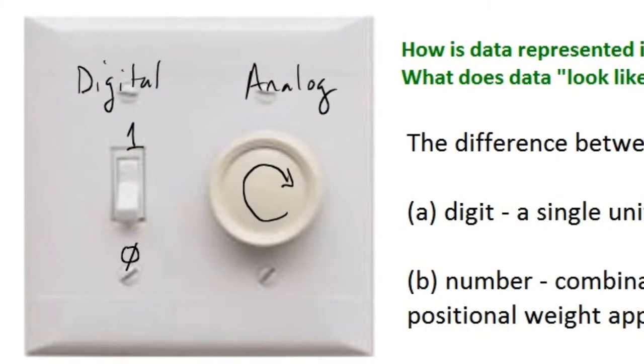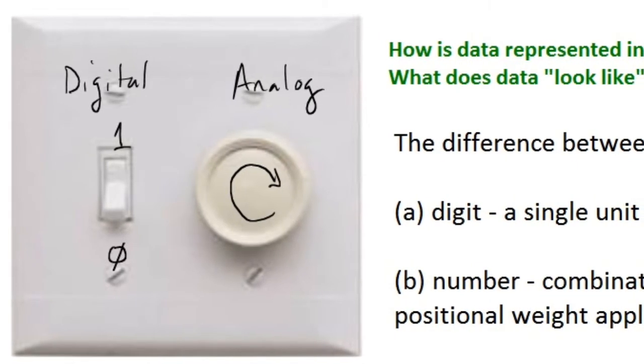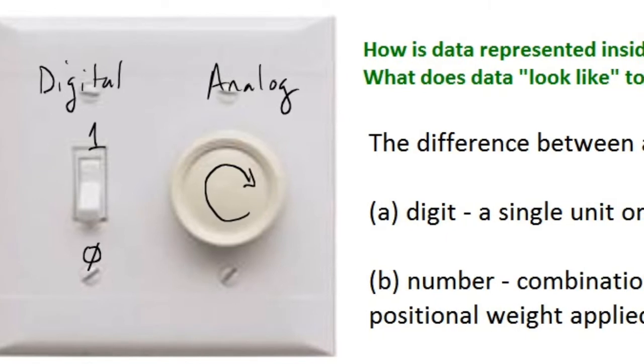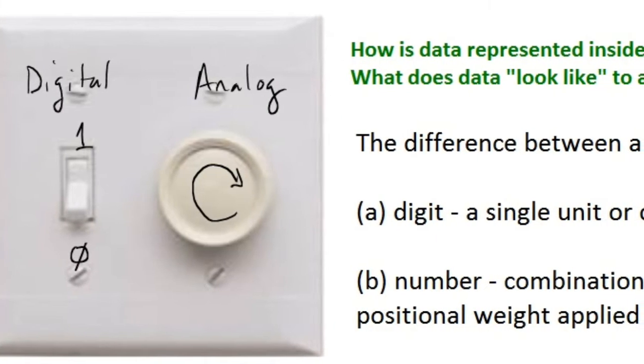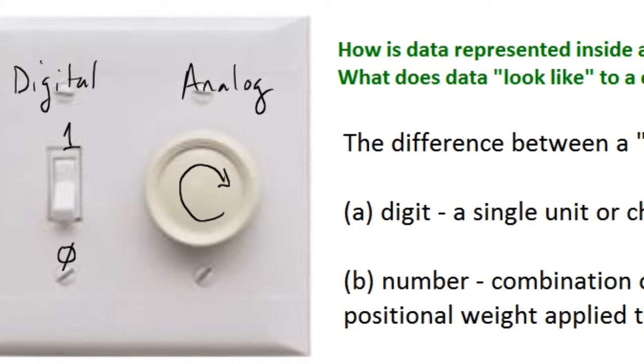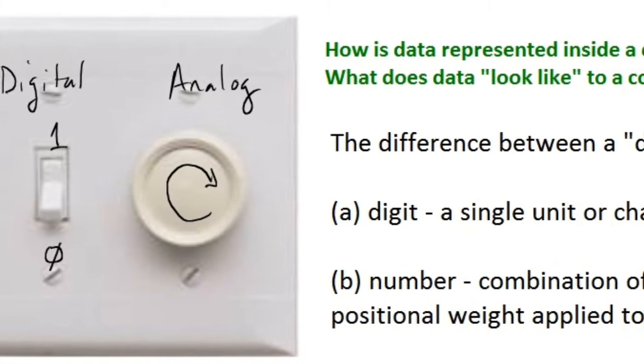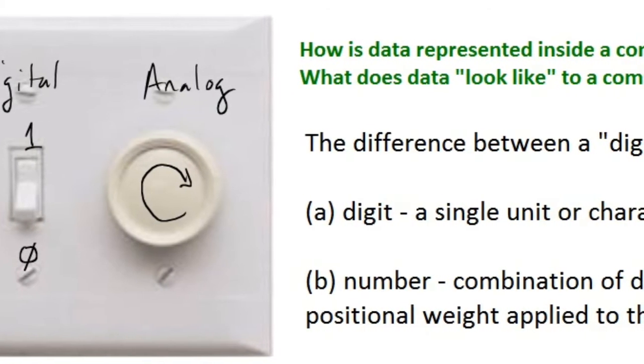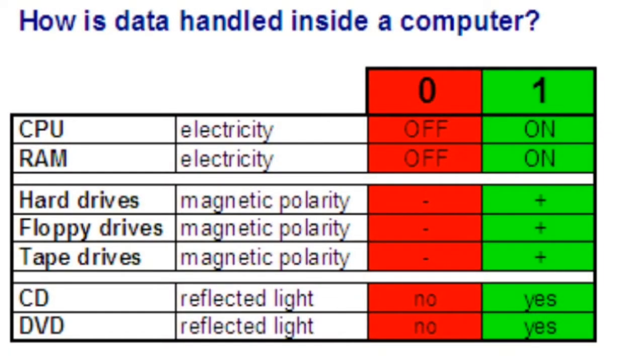Another look at data, digital versus analog. Digital data has discrete values, like a light switch: 1 or 0, on or off. Analog data is more like a dimmer switch, where you have a continuous range of values and you can never get it exactly precise. So, how is data handled inside the computer?